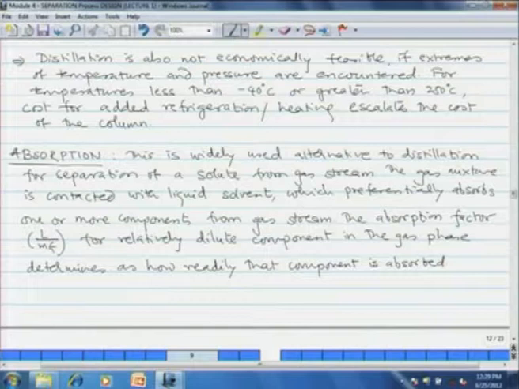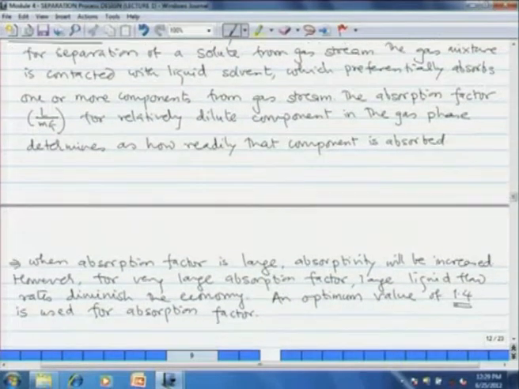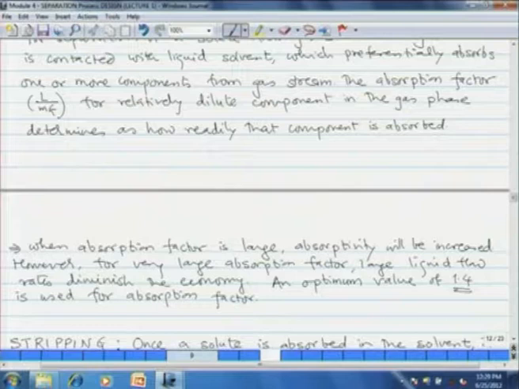The absorption factor L by mG, for relatively dilute components in the gas phase, determines how readily that component is absorbed. When absorption factor is large, absorptivity will be increased. However, you will have a very large amount of liquid which is rather dilute, and then the recovery of the solute from that liquid becomes uneconomical.